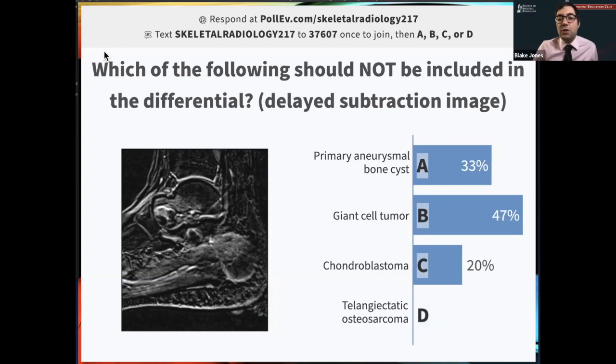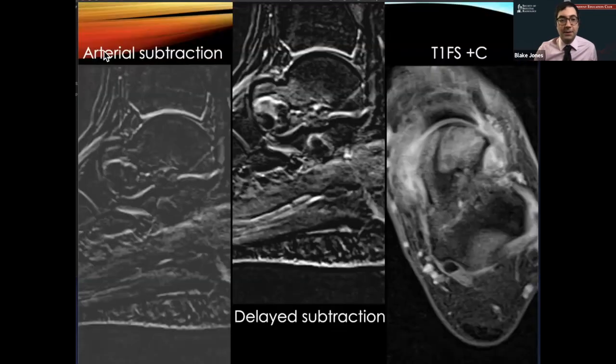Okay, so most of the votes go to giant cell tumor, followed by primary ABC. So we'll talk about that. All right, a few more images here. We have an arterial phase subtracted post-contrast image, delayed, and then an axial T1 fat sat post showing you another look at the lesion.